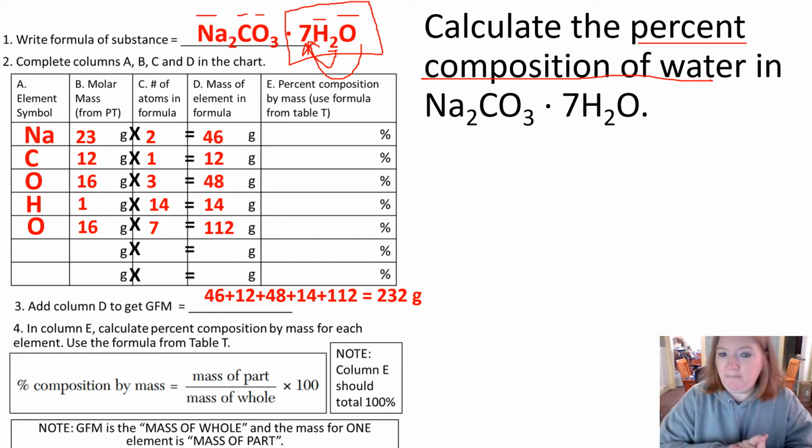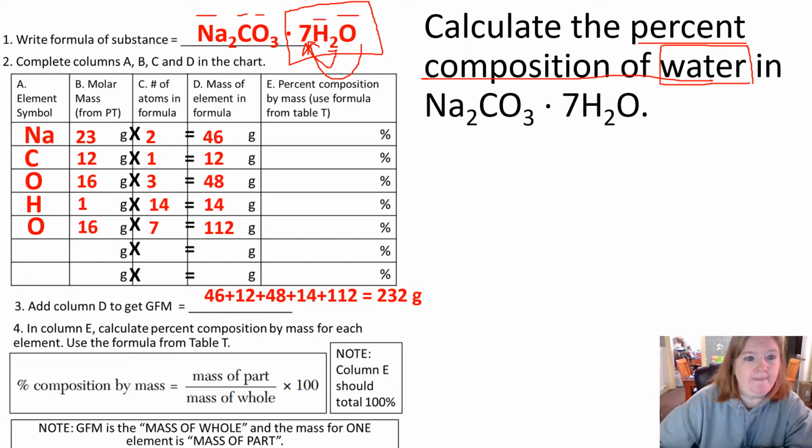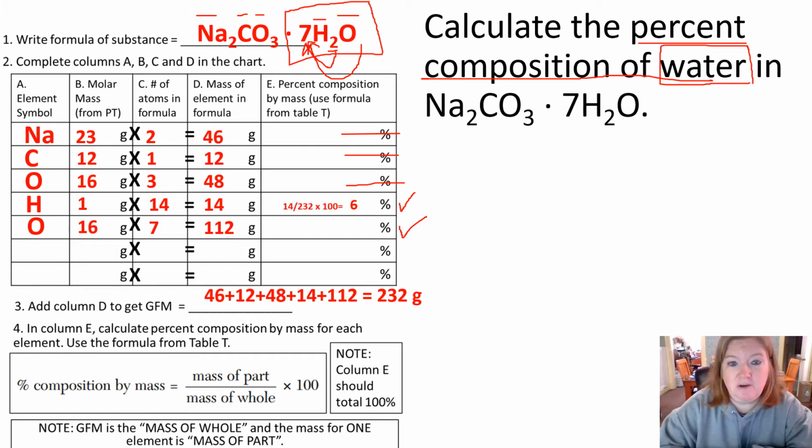Now here's the thing. In the last problem, we calculated all of the percent compositions, but this time it just says, I want the percent composition of water. So is this sodium part of the water? Nope. Is this carbon part of the water? Nope. Is this oxygen part of the water? Nope. Is this hydrogen part of the water? Yes. Is this oxygen part of the water? Yes. So let's just calculate those.